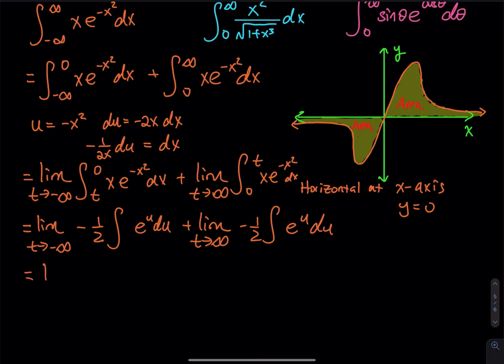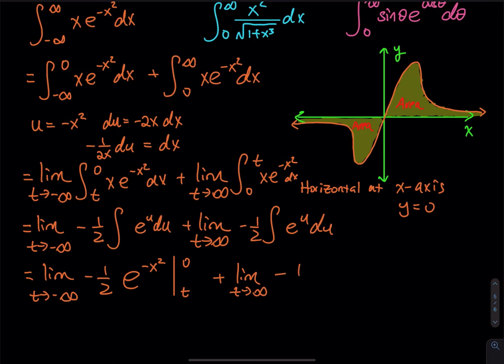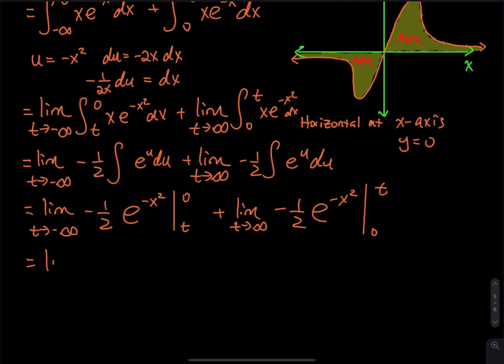And then we integrate, so we have limit t approaches negative infinity, negative 1/2, the integral of e to the u is still e to the u, and then let's replace the u back, so we erase the u and then put the negative x squared in there, and then we write such that x goes from t to 0, and then we add limit as t approaches infinity, negative 1/2 e to the negative x squared, such that x goes from 0 to t. And then we plug in the t to evaluate the limit. So we do the fundamental theorem of calculus.